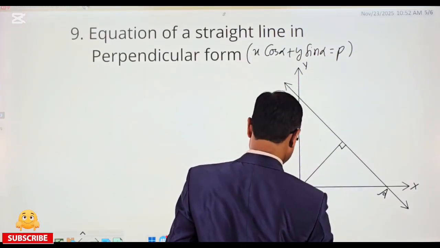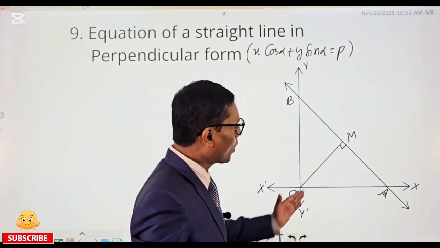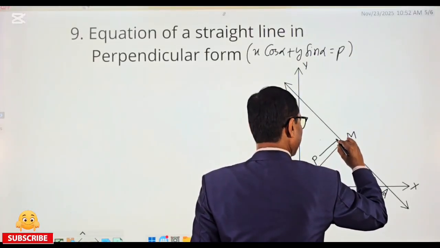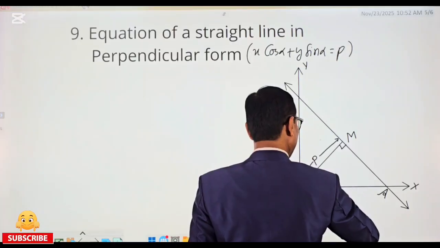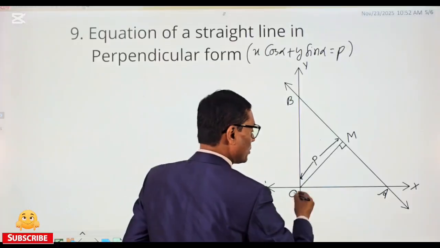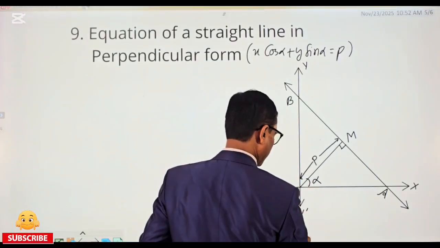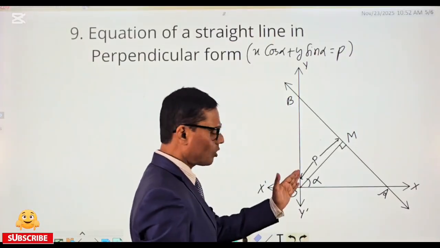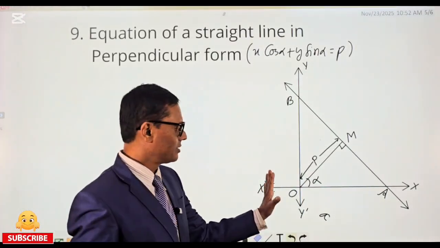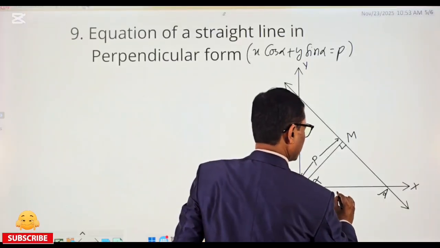Let this foot of the perpendicular be point M, we can take any point, it doesn't matter. The length of OM is p, the length of the perpendicular from the origin. This perpendicular makes an angle alpha with the x-axis. We can mark alpha like this, or like this also, it doesn't matter. Was that clear?